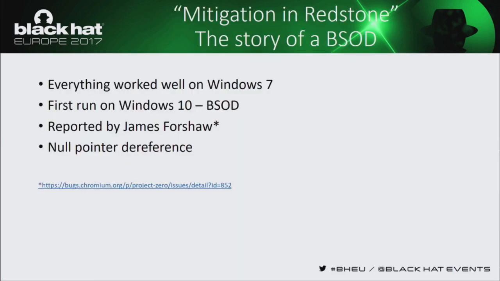So while conducting this research, we first ran this on Windows 7, and it worked just fine. And then we ran it on Windows 10, and the system crashed. It turns out that there's a bug that was introduced in Windows Redstone and reported by James Forshaw. It's a null pointer dereference: NtCreateProcessEx, when it receives a zero as one of the parameters, tries to dereference it without checking first, and so the system crashes with an access violation.